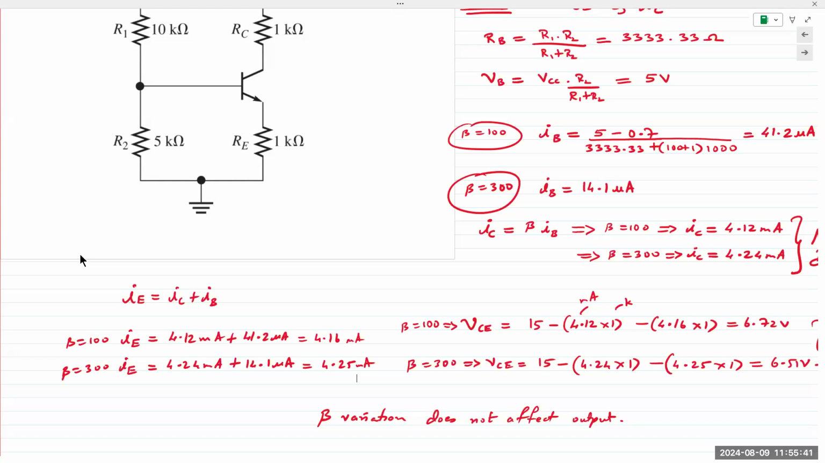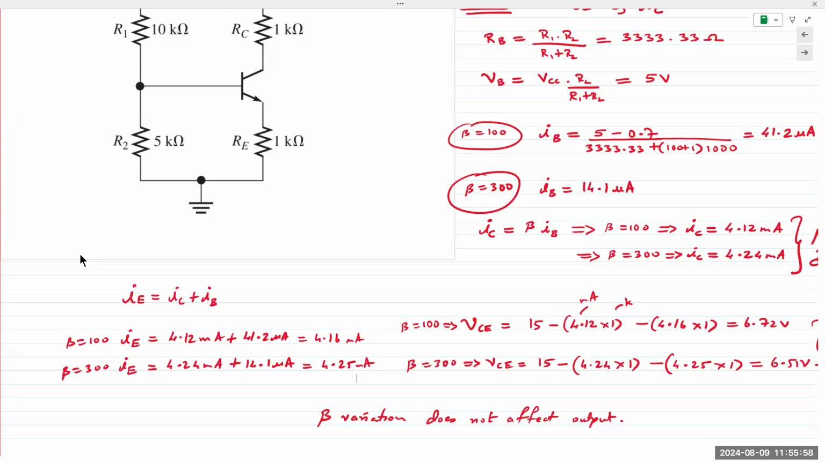Both sides, when you apply KVL, you obtain an expression. On the input side, we have the input base current and the input base voltage. On the output side, we have the output collector current and the output collector voltage.